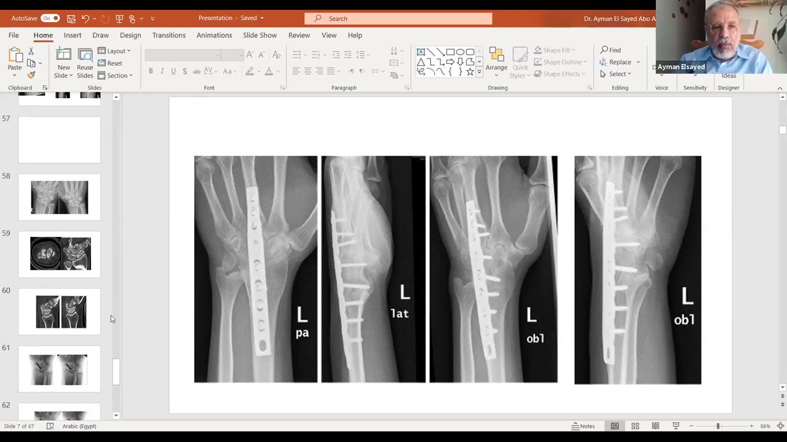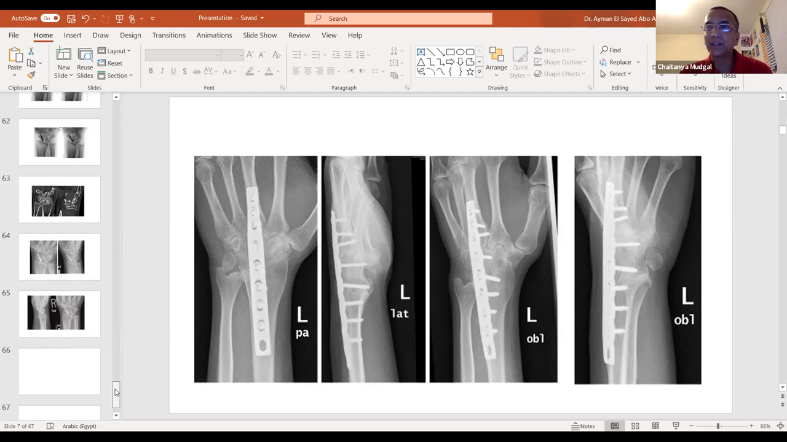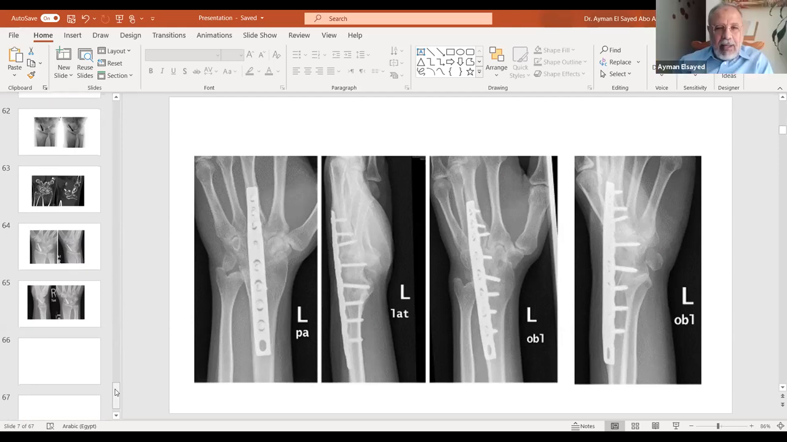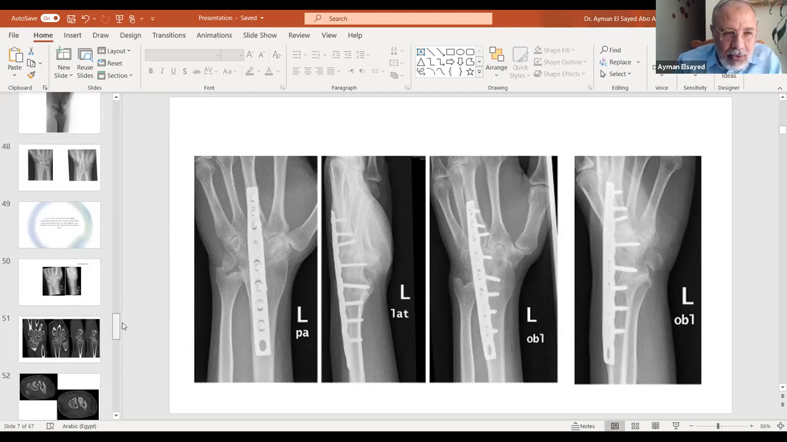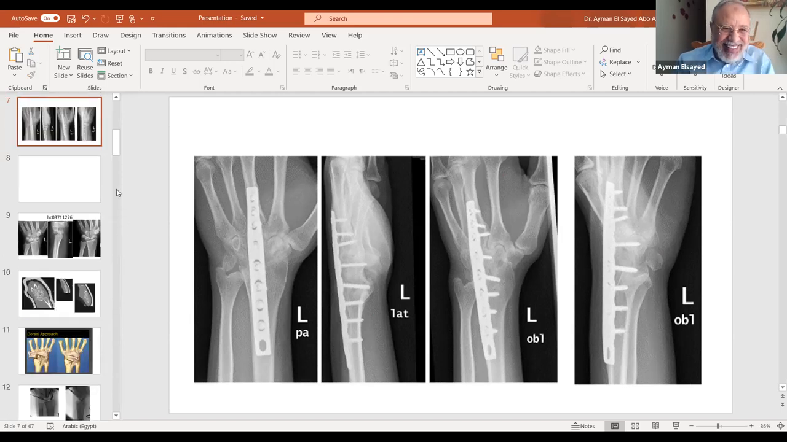Any more comments, please? It's nice to see that you also don't use vascularized bone grafts. Yes, unfortunately, I'm old enough. I cannot use a loupe or scope. I do. You do, but are you old enough? I'm over 60, that's why.